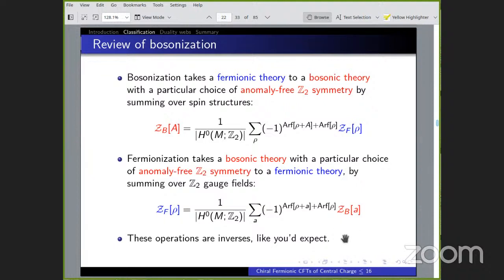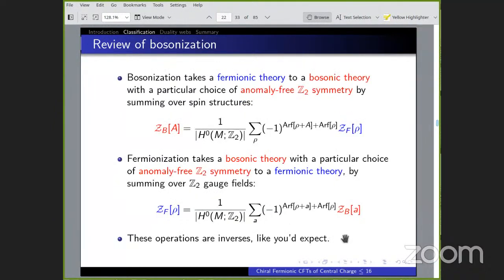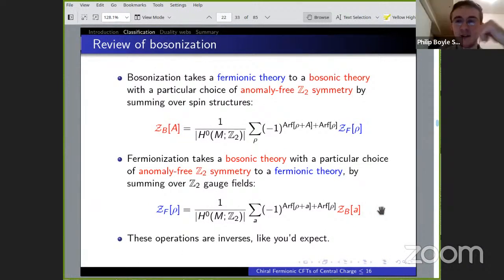I guess it's not relevant, but maybe we can go over the definition of the Arf invariant as well, but we can do that after the talk. No, I think we should do it now. We should definitely do it now. Okay. It should have been at the bottom of the slide. It was there at one point.